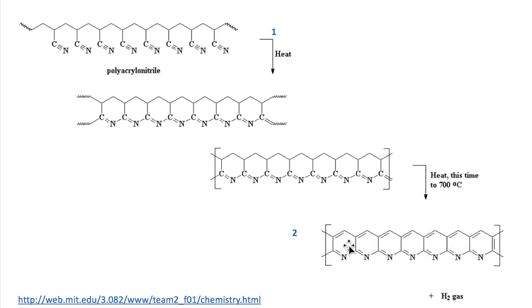So what happens here? As you can notice, you're losing hydrogen atoms and you're forming double bonds. You see here you have single bonds. You lose the hydrogens and then you form double bonds. And because you're losing hydrogen, that gets released as hydrogen gas. So that's one of your byproducts.